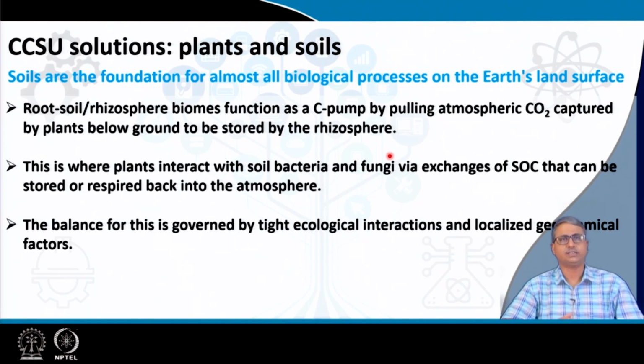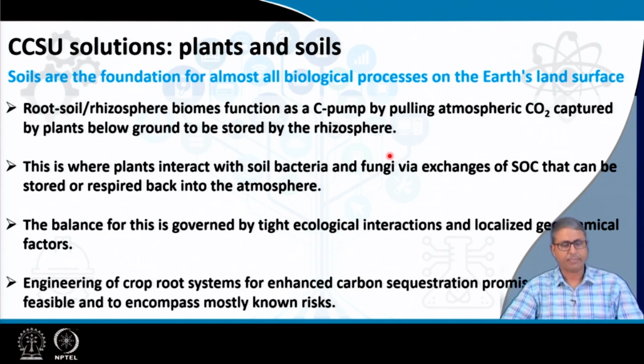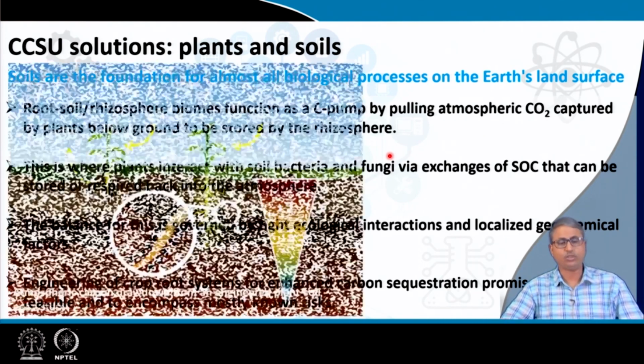Now, the balance is about how much carbon will be assimilated by the plant and released into the soil as SOC, and then how much SOC will be oxidized by the soil microorganisms and converted into gaseous form. So, there must be a balance, and this balance for adequate carbon sequestration is governed by tight ecological interactions and localized geochemical factors. The engineering of crop root systems for enhanced carbon sequestration promises to be feasible and to encompass mostly known risk.